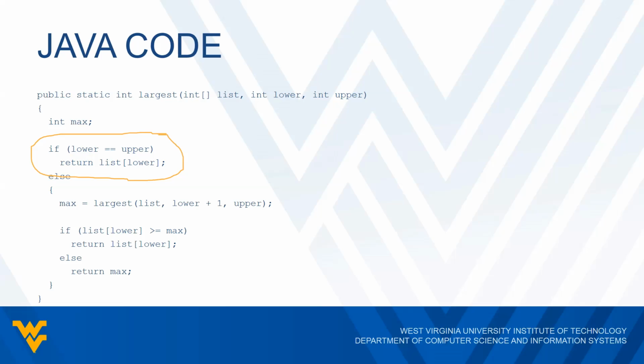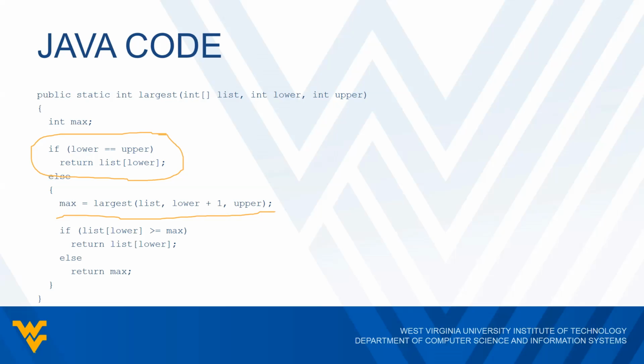Now, if this is not true, so the else portion is handling the case where our list has more than 1 element, we're going to call this line right here. This is our recursive case because we're going to call largest, but now we pass lower plus 1 instead of lower as our second argument. That way we would actually, in this case, find the largest of A plus 1 and B if we use our A and B notation.